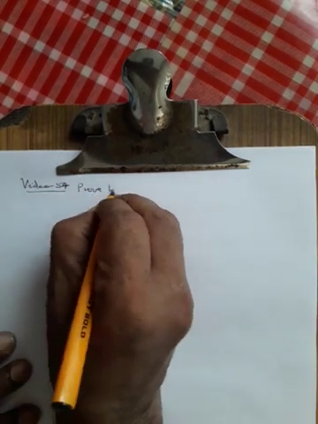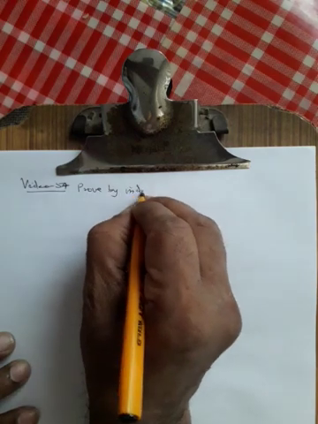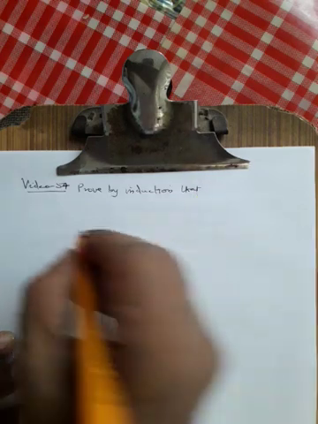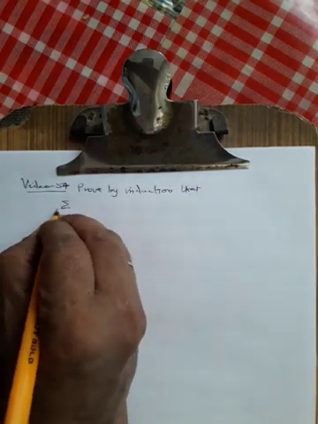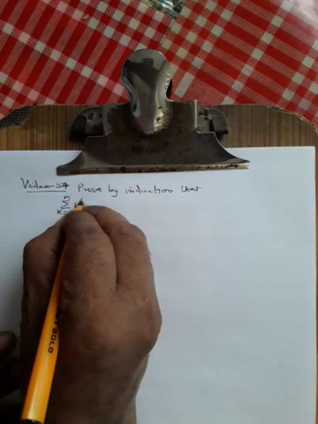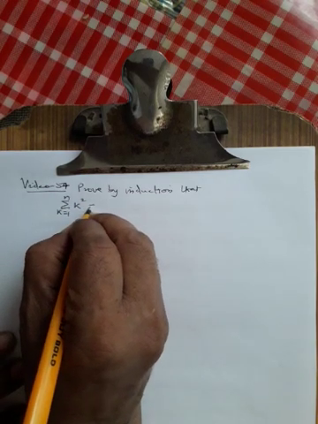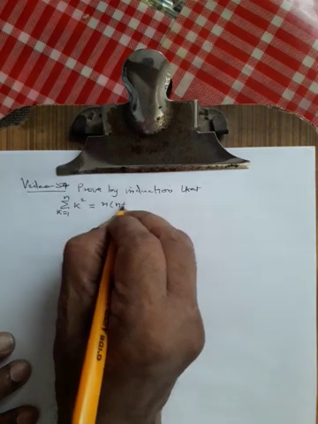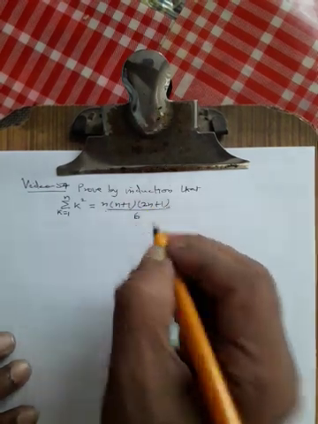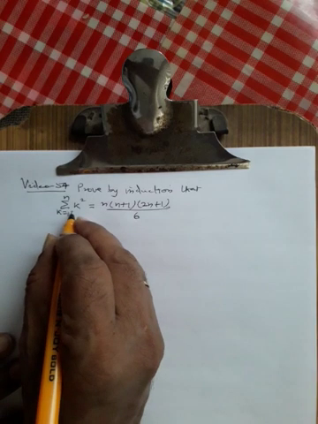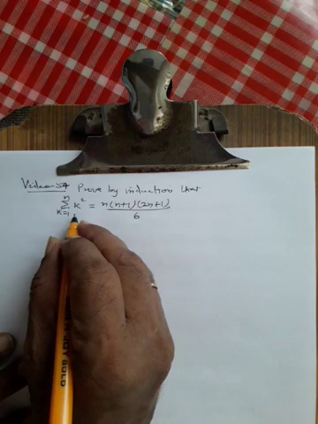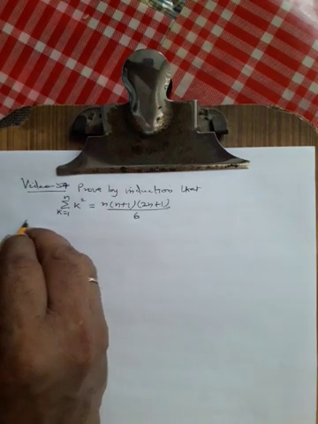Prove by induction that the sum of k squared, k equal to 1 to n, is equal to n into (n plus 1) into (2n plus 1) by 6. Sigma k squared means 1 squared plus 2 squared plus ... plus n squared, the sum of these squares of the first n natural numbers. Proof.